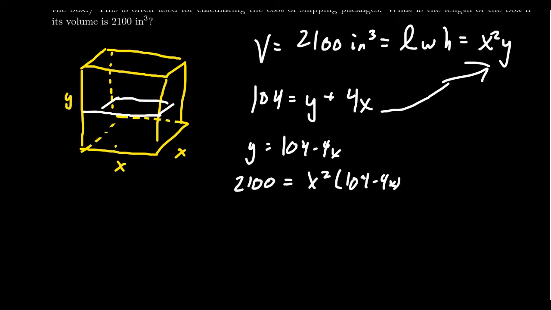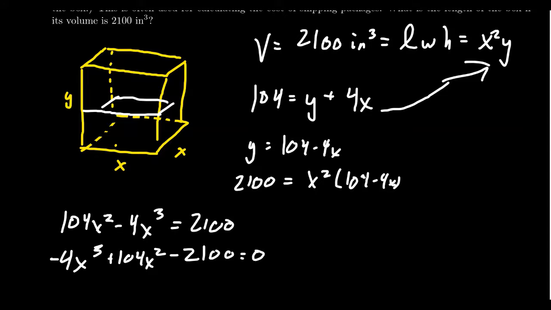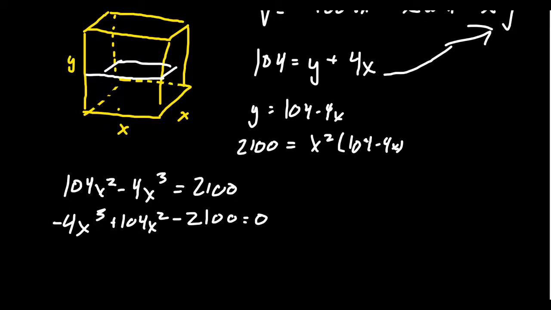And so we try to solve this equation for x. We need to multiply out the right-hand side. So that's going to give us 104x squared minus 4x cubed. This equals 2100. When we subtract the 2100, we're going to get negative 4x cubed plus 104x squared minus 2100 is equal to 0. And personally, I like when my leading coefficient is positive.